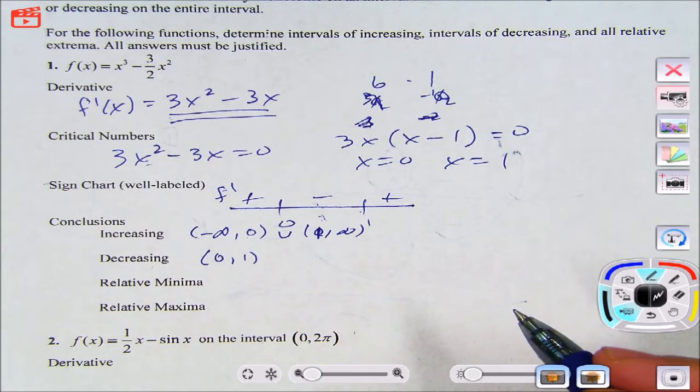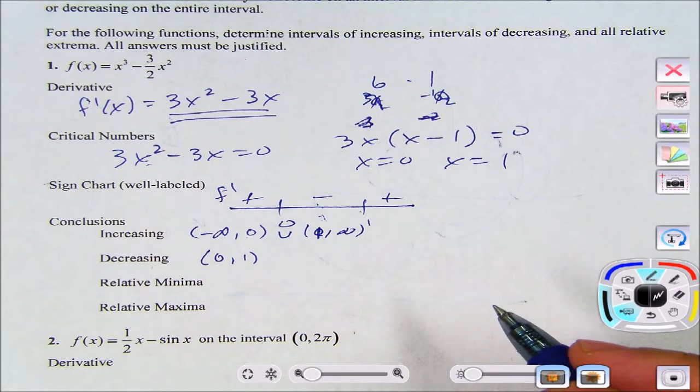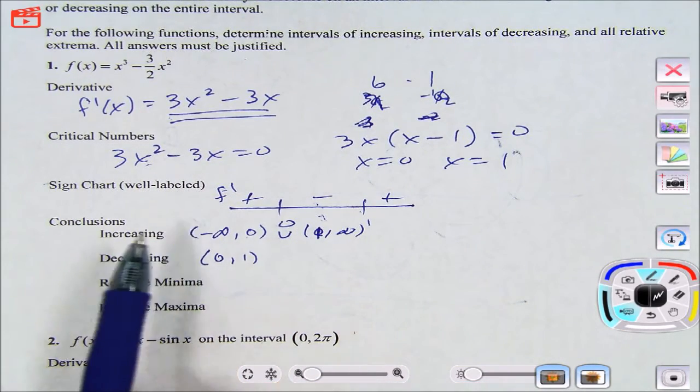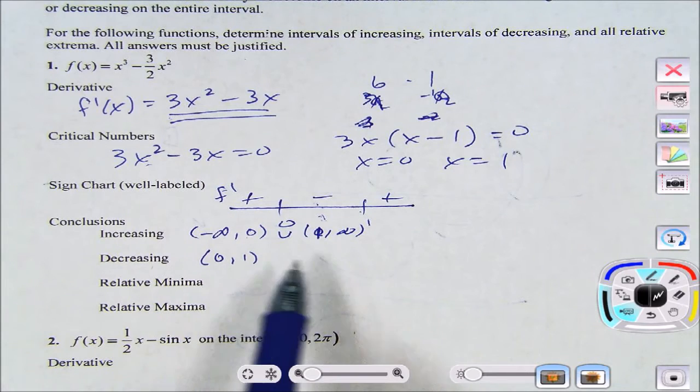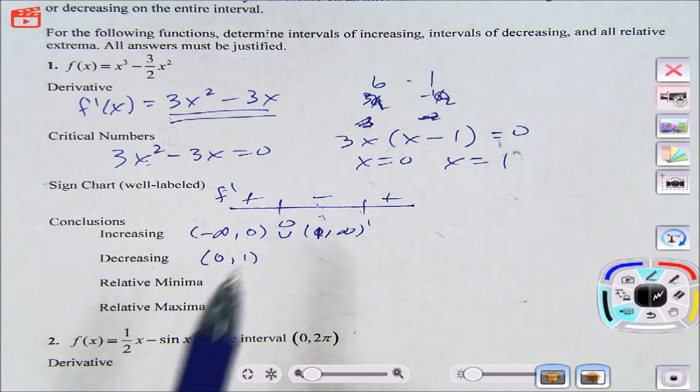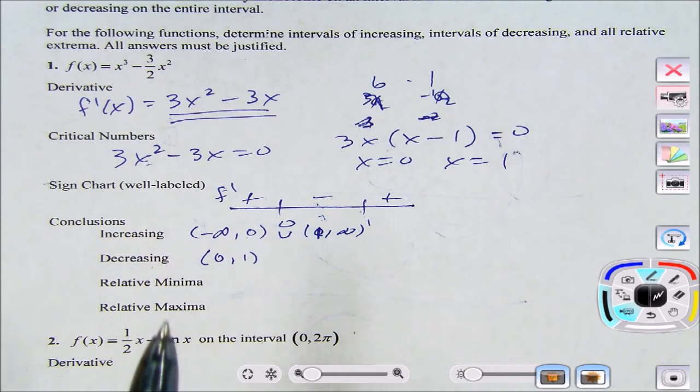So it's all in parentheses because of the union? It's all in parentheses, no brackets, because of the union. Okay? It's no brackets because whenever we talk about intervals of increasing or decreasing, you will not include the endpoints. Okay?